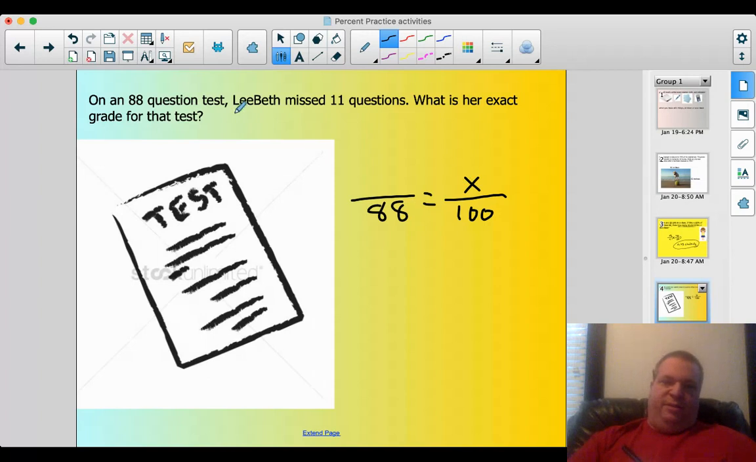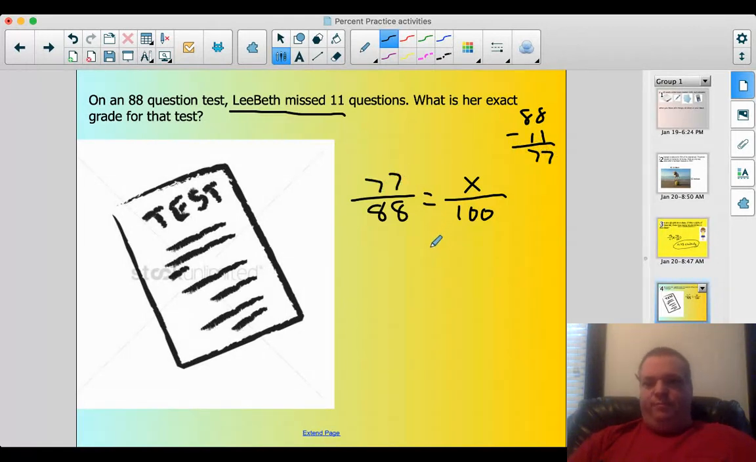So here's an example where I have to be careful what it's asking. It says Beth missed 11 questions. But I'm not going to use that 11 here. If I use the 11 here, the number she got wrong, then this would tell me the percent she got wrong, right? But your score is the percent that you got right. So I have to do a little bit of work here. If there's 88 questions and 11 of them were missed, I have to subtract those, and that means she got 77 of them correct.